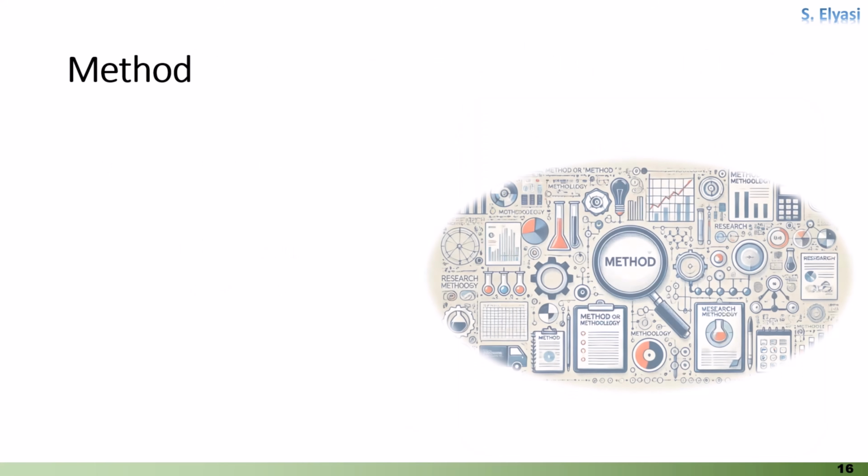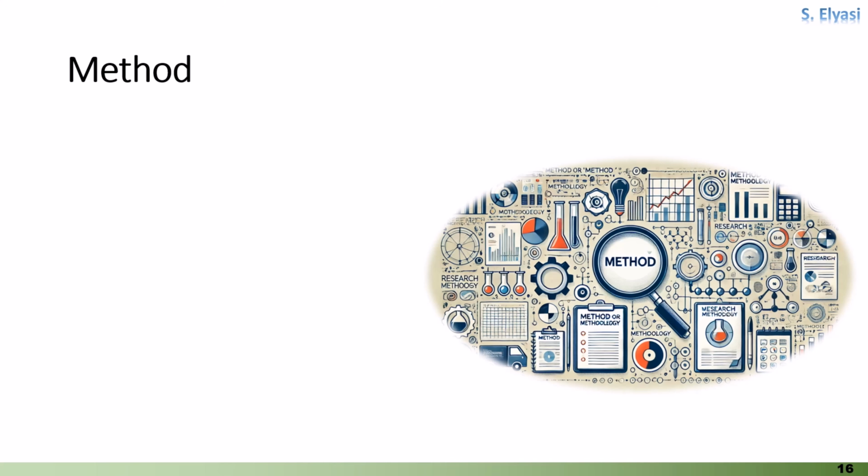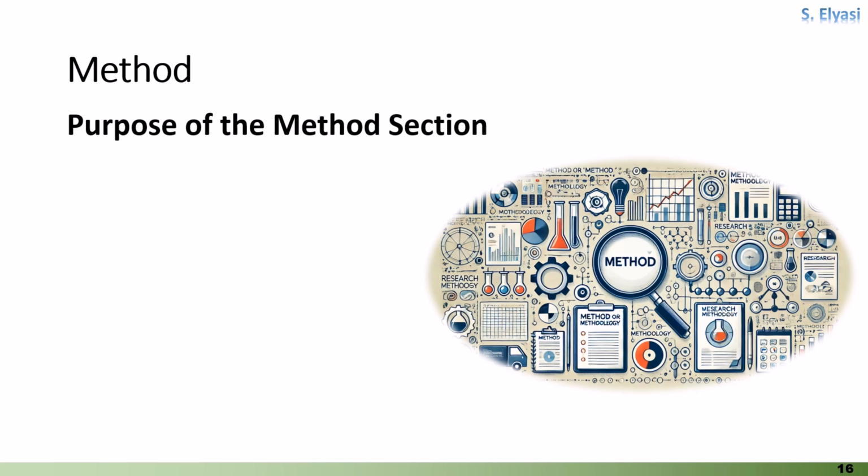The methods or methodology section of a scientific paper is where the author details how the research was conducted. This section is critical because it allows the reader to evaluate the appropriateness of your methods and the reliability of your results. It also provides enough detail for other researchers to replicate the study if they choose. Here's a detailed guide to what this section should include and how to effectively structure it. It is important to understand the purpose of the methods section.